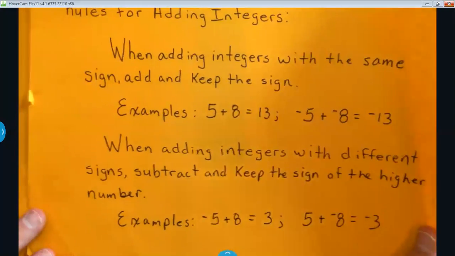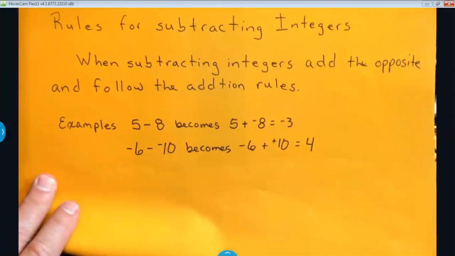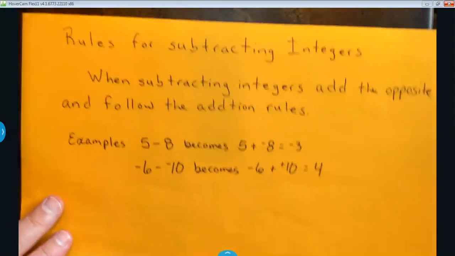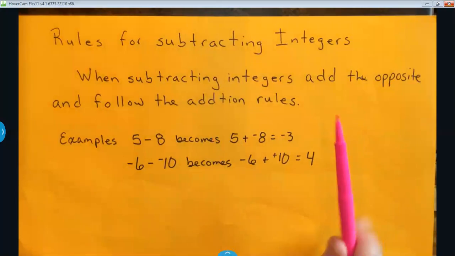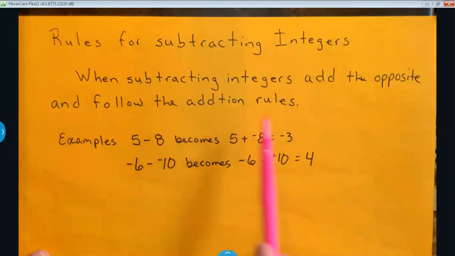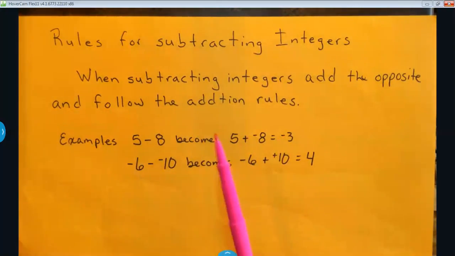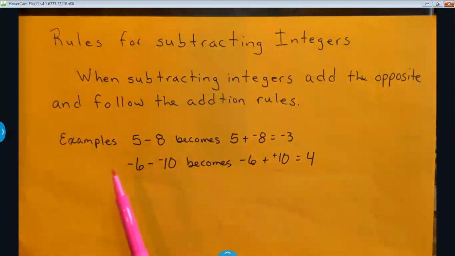All right, then the next thing that you got from me is something that looked like this. And this is rules for subtracting of integers. When you're subtracting integers, you add the opposite and follow the addition rules. Now that might sound a little confusing at first, but after some examples, it should help out.